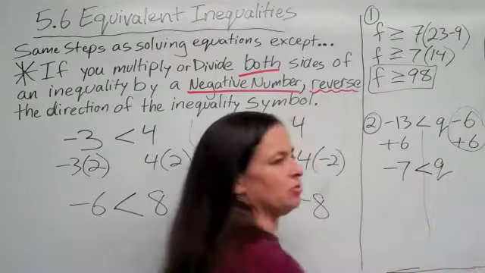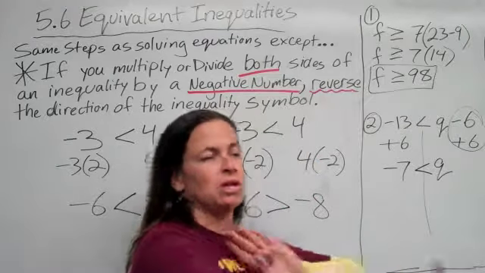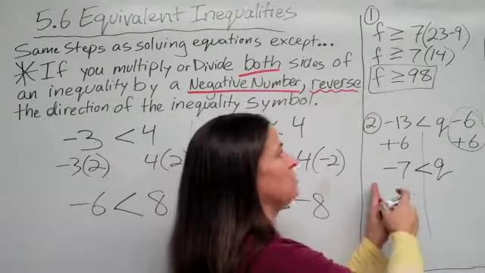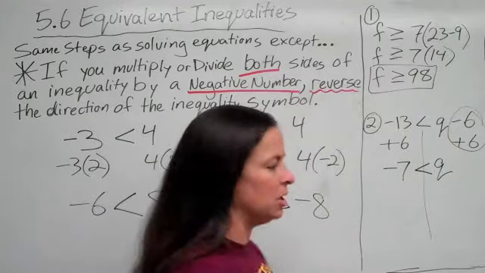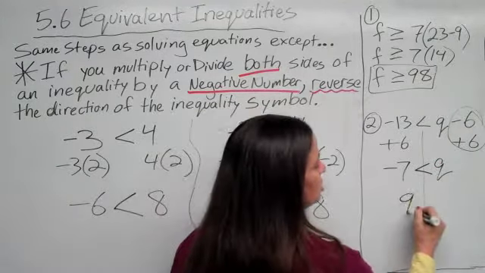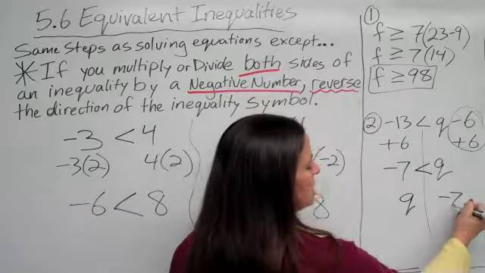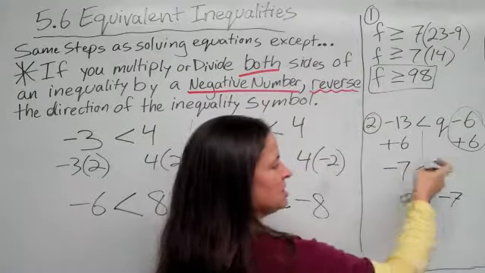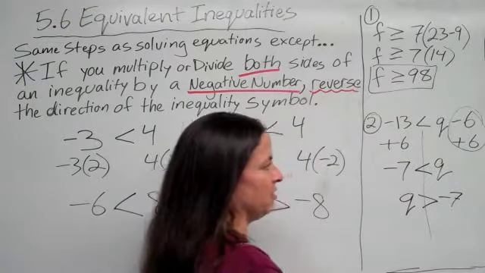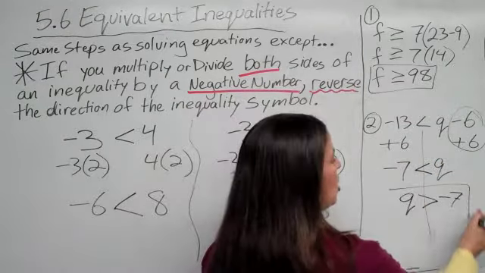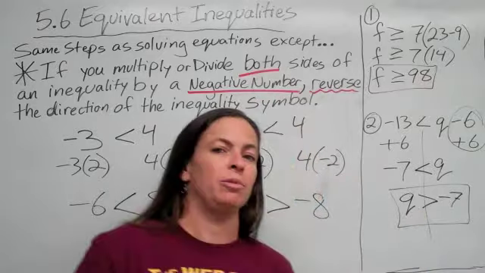Now, when the variable is on the right, I really like to see you guys write an equivalent inequality. So if -7 is less than q, it's hard to understand what a value of q would be. So instead, I'd like you to rewrite it as q compared to -7. Well, if -7 is less than q, then q is actually bigger than -7. Always, let's rewrite our variable on the left.